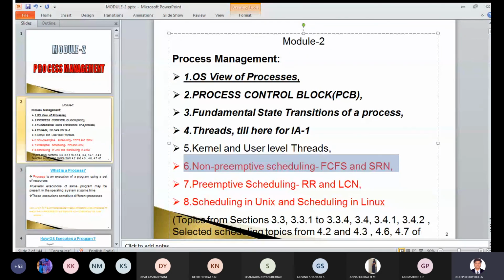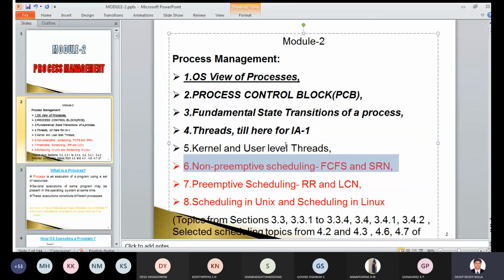First come first serve, FCFS, means what? First come first serve based, and the next one is what? Shortest request next. These two scheduling policies we will see in detail with examples.